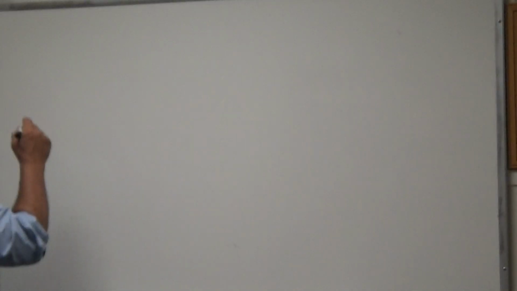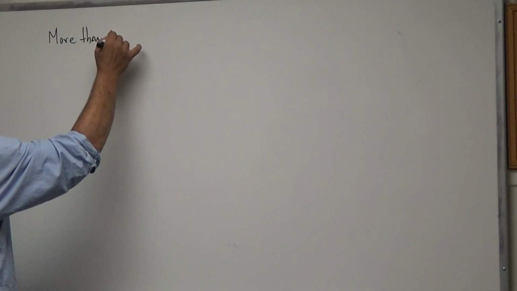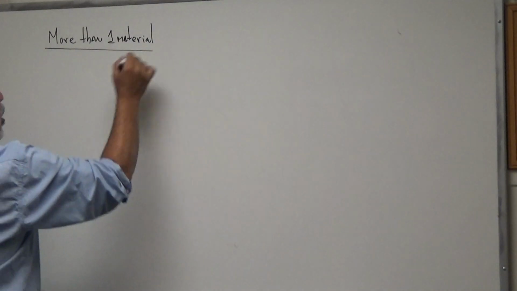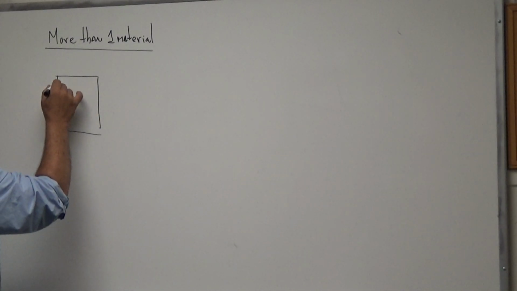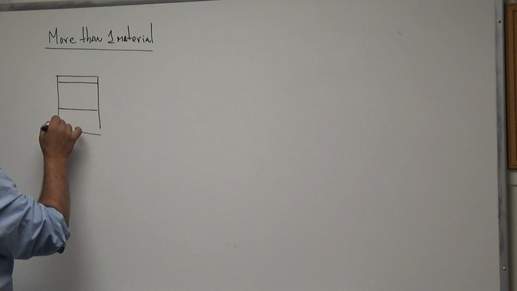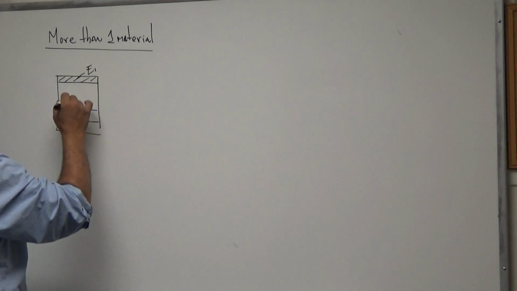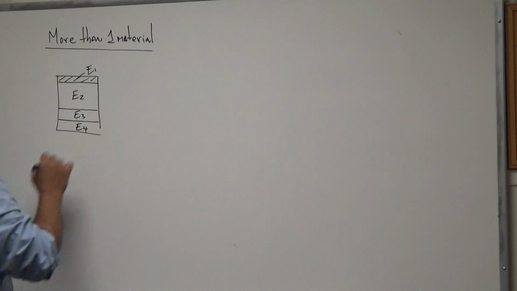What kind of situations can we face? What kind of problems are there in the homework and in the exam? Well, we may have more than one material. So that's one type of problem. The cross-section has more than one material. And without making it crazy, I'm just going to say the cross-section is like this, and it has material E1, material E2, material E3, material E4.